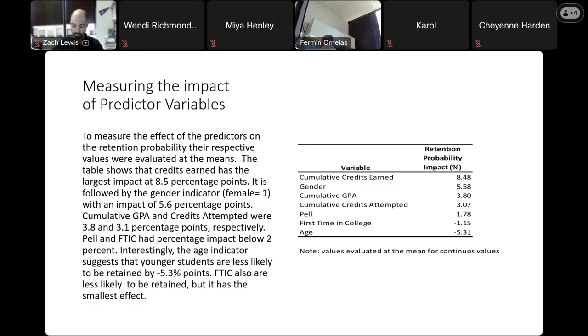And so on, all the way until we get to the bottom. Interestingly, the age indicator has a negative impact of 5.3%, which means if the student is younger, he's less likely to be retained. And that impact is about 5% on the probability of retention.